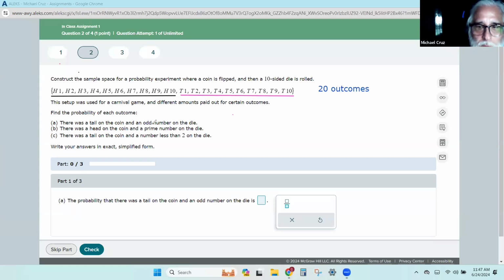There was a tail on the coin and an odd number on the die. 1, 2, 3, 4, 5. 5 over 20 will be 1/4. There was a head on the coin and a prime number.